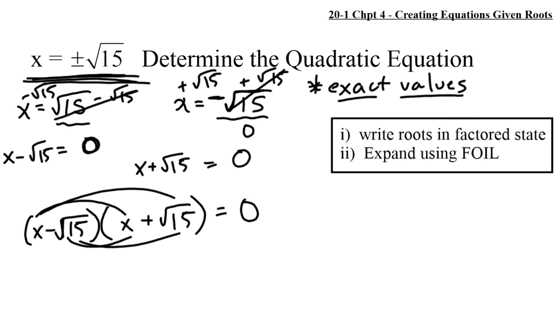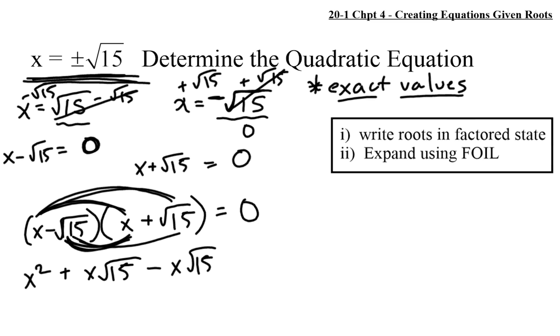FOILing's a little different with the roots, but still manageable. X times x is x squared. We get x times root 15, which is just x root 15. And then we get negative root 15 times x, which is negative x times root 15. And now from last year when you did radicals, a radical times itself just leaves you with the radicand. We get a minus 15 because root 15 times root 15 is just 15.